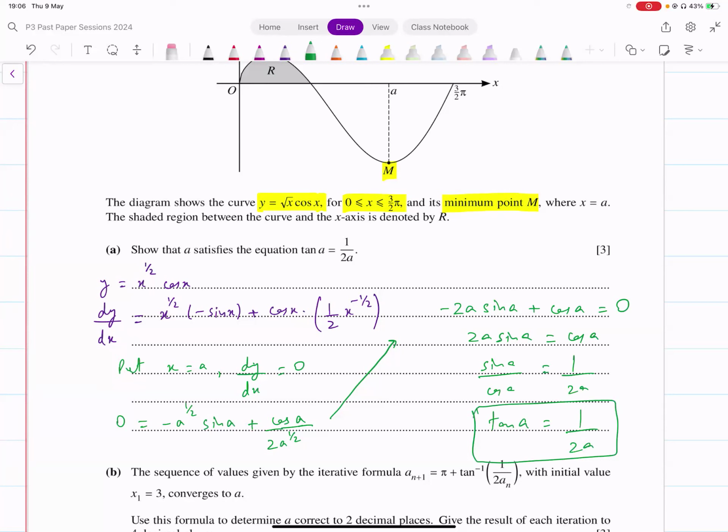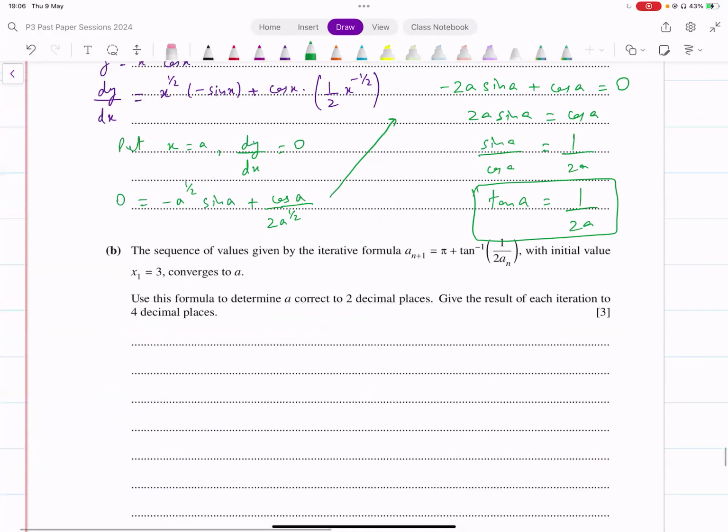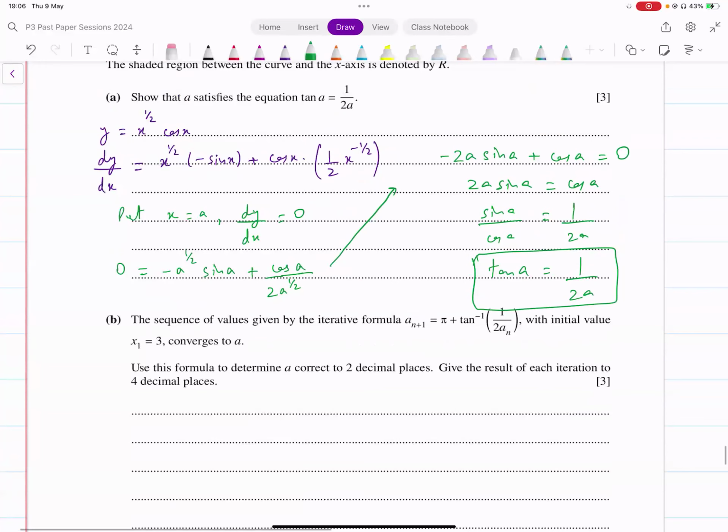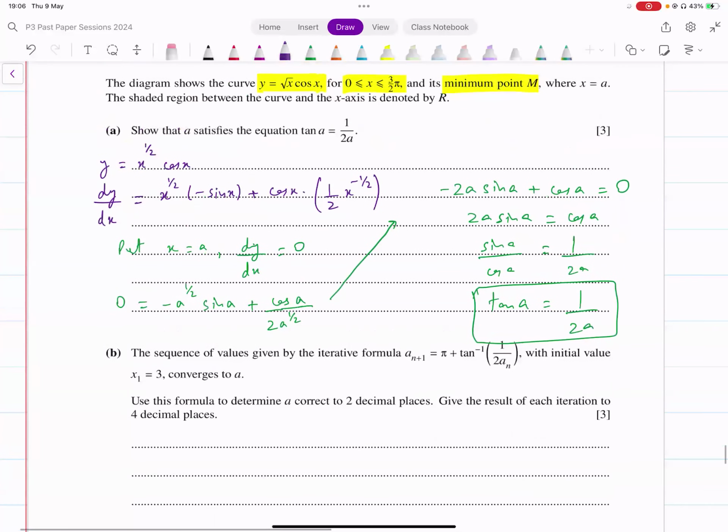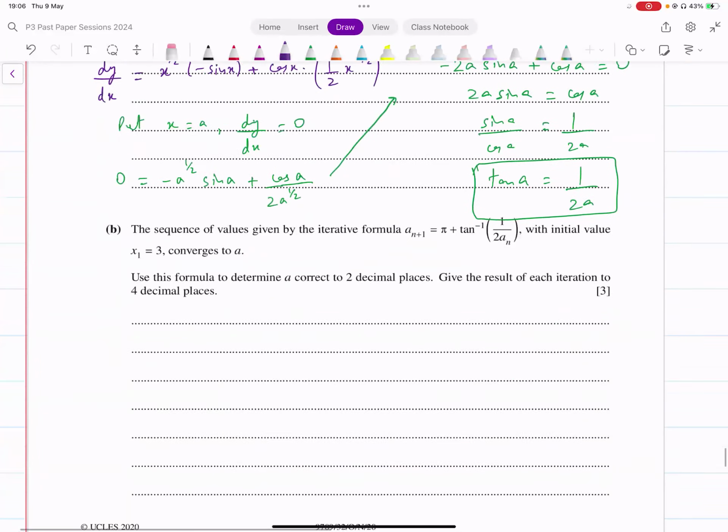Okay, tan a equals 1 over 2a. That's the first part. Now the second part is just using this iterative formula. You can do that, right? Make sure your calculator is in radian mode. And yeah, just use the iterative formula.